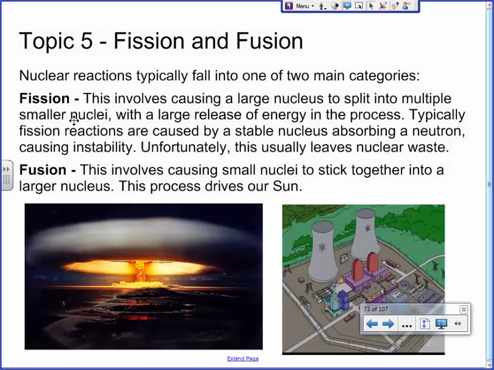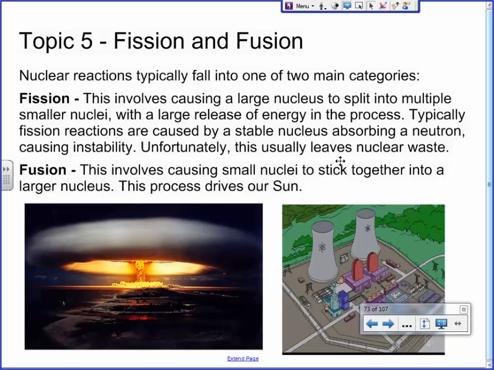That makes sense? Now we're not talking just alpha decay. Alpha decay just means I'll pull off an alpha particle, which is just 2 protons, 2 neutrons. We're talking about literally splitting it into 2 semi-equal pieces. Now, most of the fission reactions that I've ever heard of are caused by a stable nucleus absorbing a neutron. And I'll show you the mechanism for how they did this with uranium.